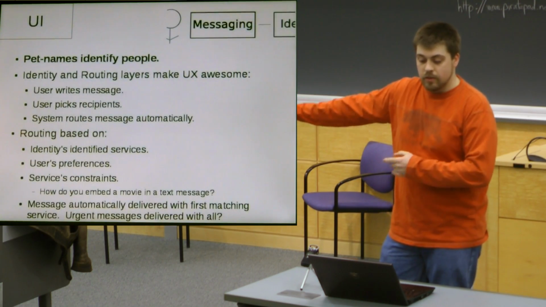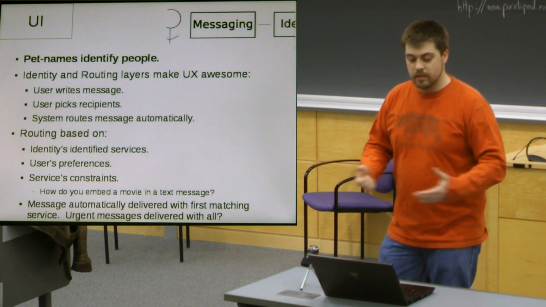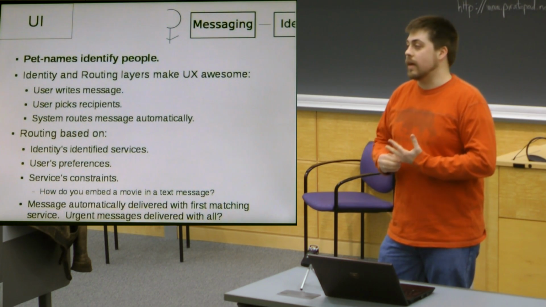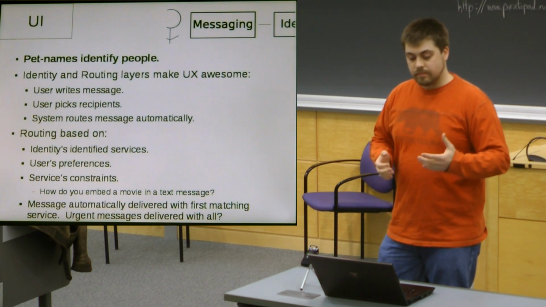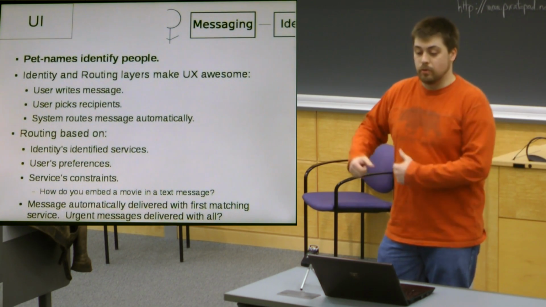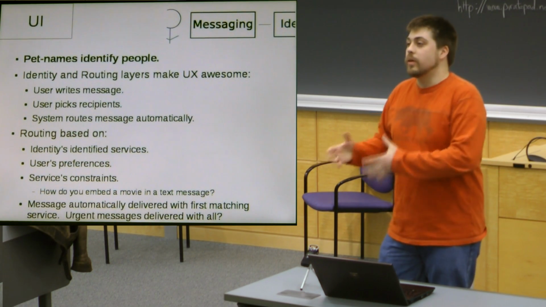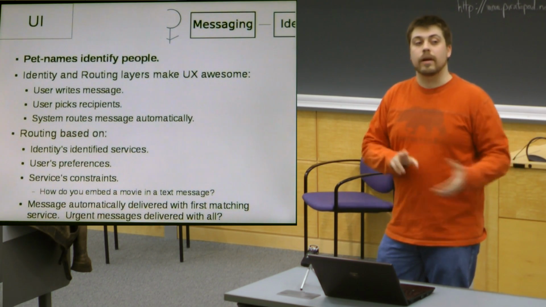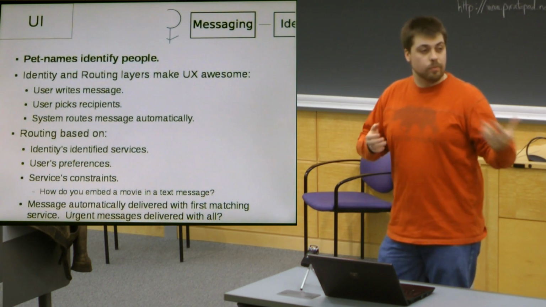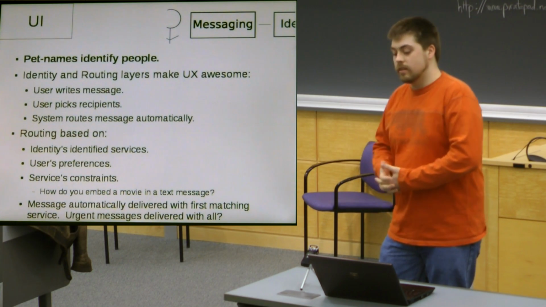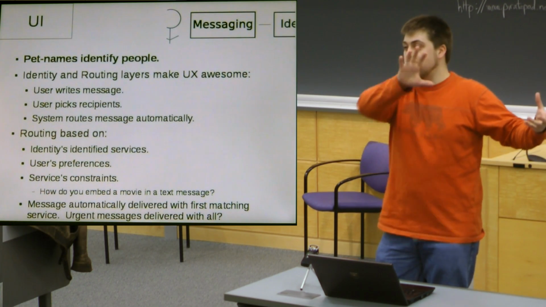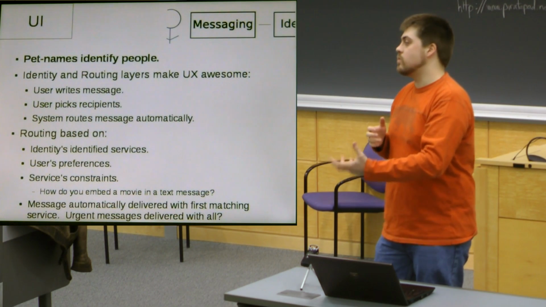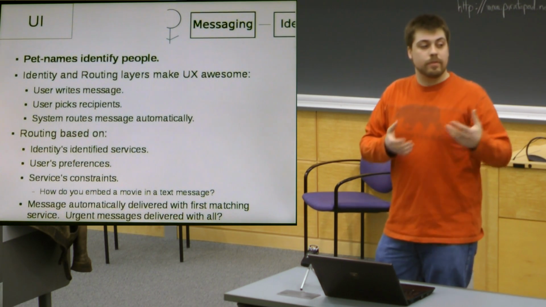Advancing to the next slide, we finally get to the user interface part of this, where pet names actually identify people. Instead of sending a message to some Twitter account, I could say, send a message to man in orange shirt. And thanks to our other two abstractions, the identity layer and the routing layer, the system can automatically route the messages pretty much magically. The idealized user interface here is the user writing a message, the user picking a list of recipients, and the system going through the recipients' preferred methods to receive it and picking out whatever one can transfer the message the best.